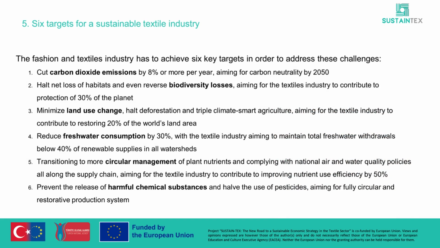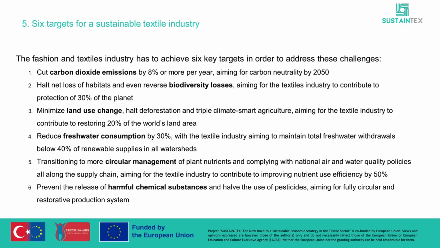6 targets for a sustainable textile industry. In order to address these challenges, the fashion and textiles industry must achieve 6 key targets. First, to cut carbon dioxide emissions by 8% or more per year, aiming for carbon neutrality by 2050. Second, to halt net loss of habitats and even reverse biodiversity losses, aiming for the textiles industry to contribute to protecting 30% of the planet.